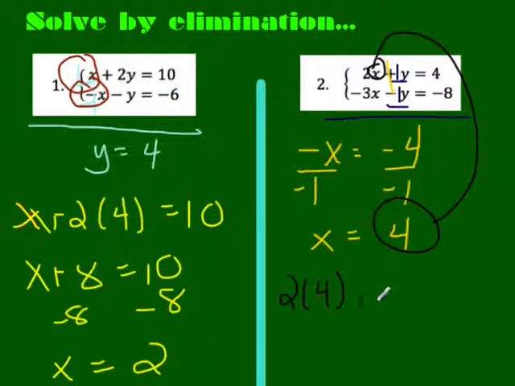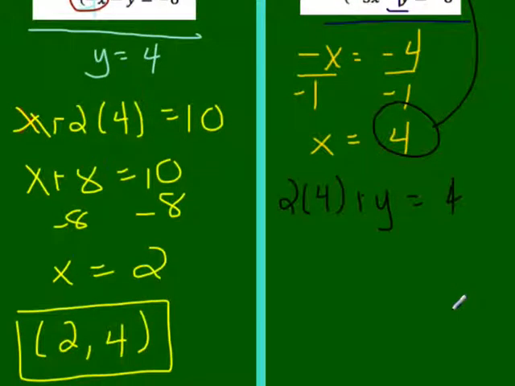And then I have my y, and that's going to be equal to 4. So everything stayed the same. All I did was substitute in my x. So 2 times 4 is 8 plus y is equal to 4. So now I need to get that 8 over to the other side. So I'm going to subtract 8 from both sides. So then I get that y is equal to negative 4 when you do 4 minus 8.